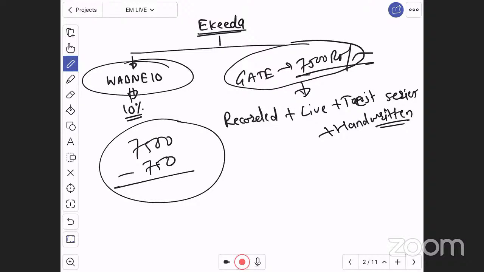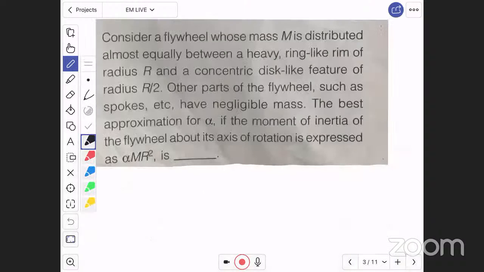Now let us jump on the next question. The question is, consider a flywheel whose mass m.